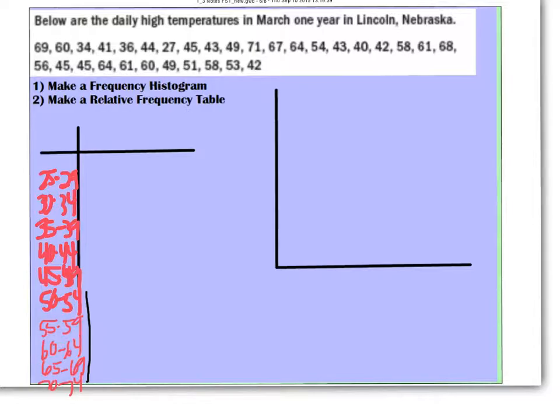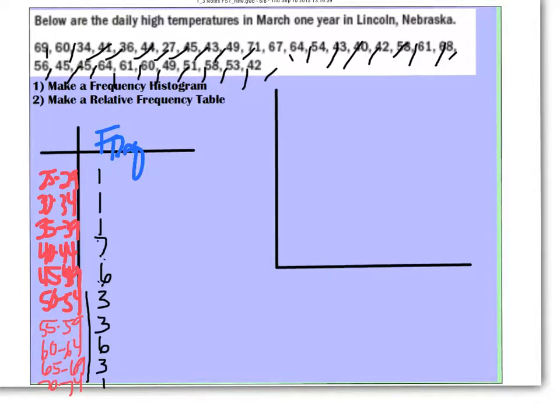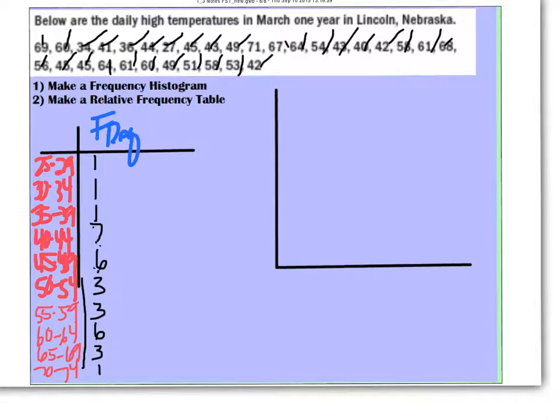So then I'll call this frequency, and frequency is going to be our counts. So let's just go ahead and count how many pieces of data are in each of these intervals. So this is what I end up getting for the total frequency. And if you tally up how many days there are here, the total count is going to be 32 days in total. So now this is a frequency table.